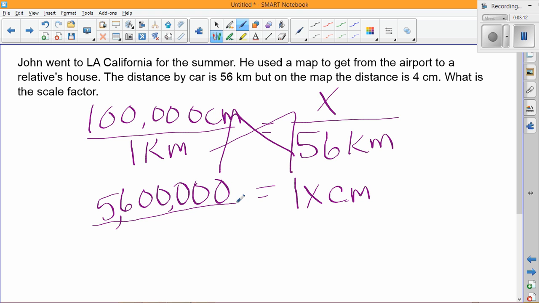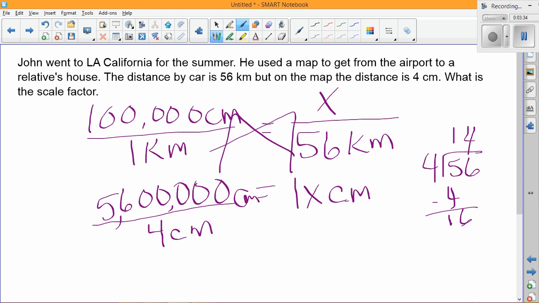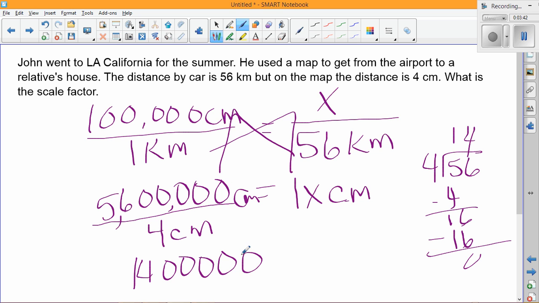So to figure out the scale factor, we're going to take this number and we're going to divide it by 4 centimeters. So now we can figure out the scale factor. Now 4 goes into 56. We have to figure out how many times that happens. It happens 14 times, and then we have to add the zeros after it. So 1,400,000 centimeters. Then we have to think about something.